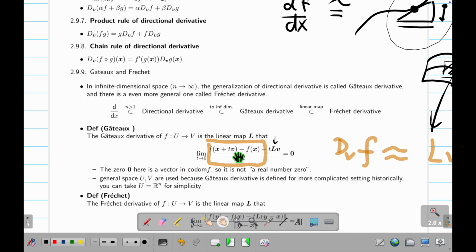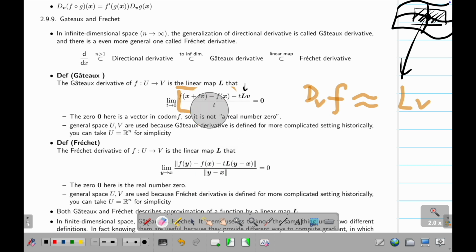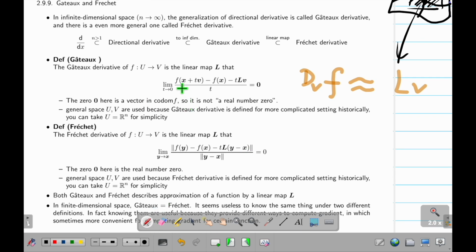Then this is the first thing. If I put the linear map on top and I subtract it, then this is equal to 0. Then this is called the Gateaux derivative. And then here's a funny thing. If I instead use a norm, put a norm here, and then here it is not t, it's the whole thing, norm. Okay? This is Fréchet.